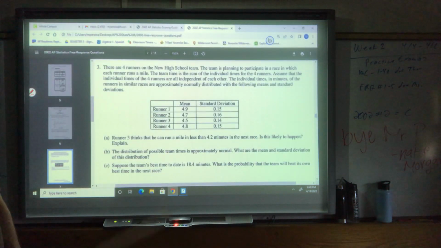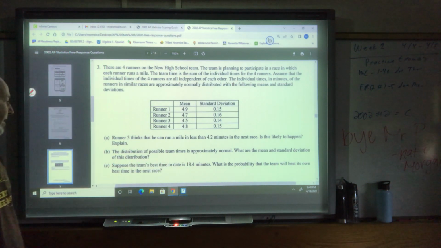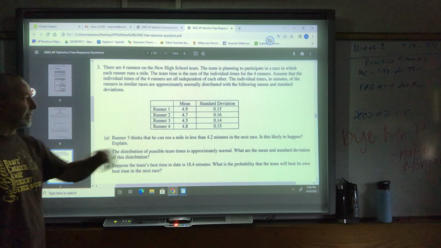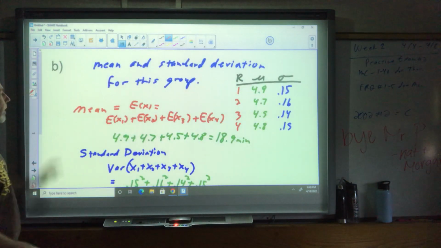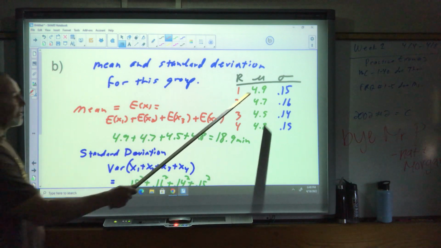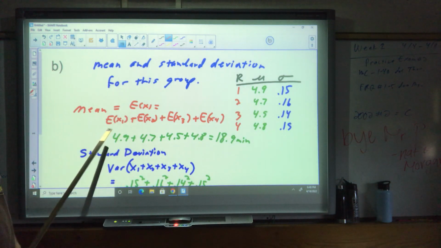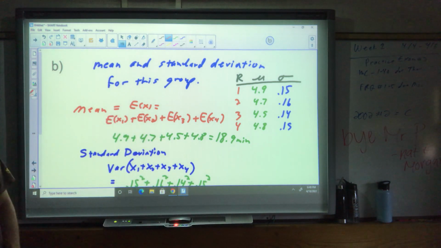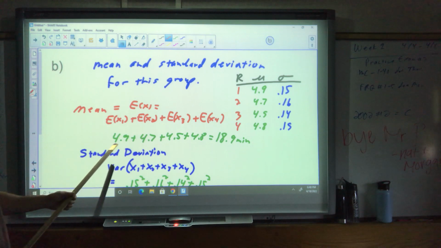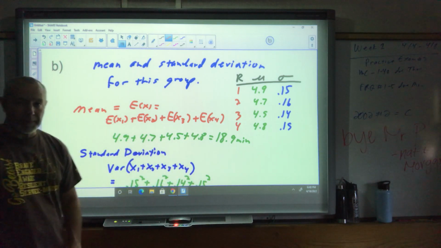3B, the distribution of possible times is approximately normal for the whole group. What are the mean and standard deviation of this whole distribution for all 4 runners? Okay, here we go with that. That should be a nice, easy one for us. For the whole group, I have the values of each runner, the mean and the standard deviation. The expected value of runner 1, 2, 3, and 4. You wouldn't necessarily have to write that, but you need to show the arithmetic again. I'm just going to add those up. You must show that math, equal to 18.9 minutes.